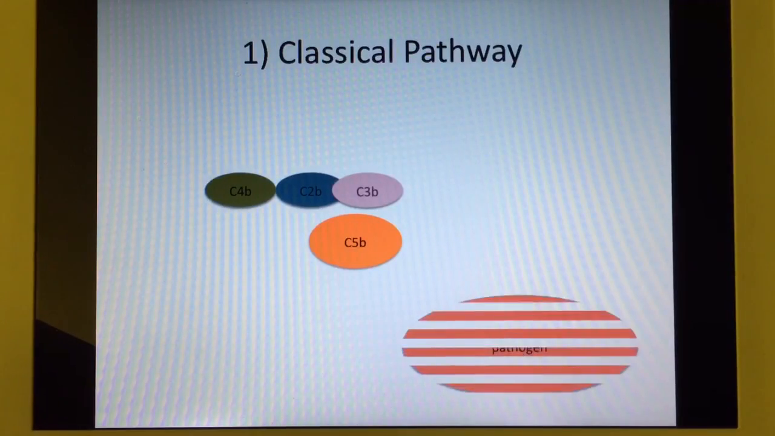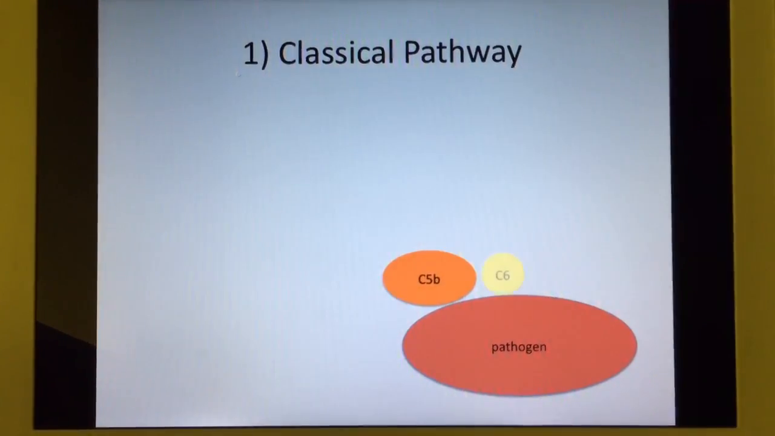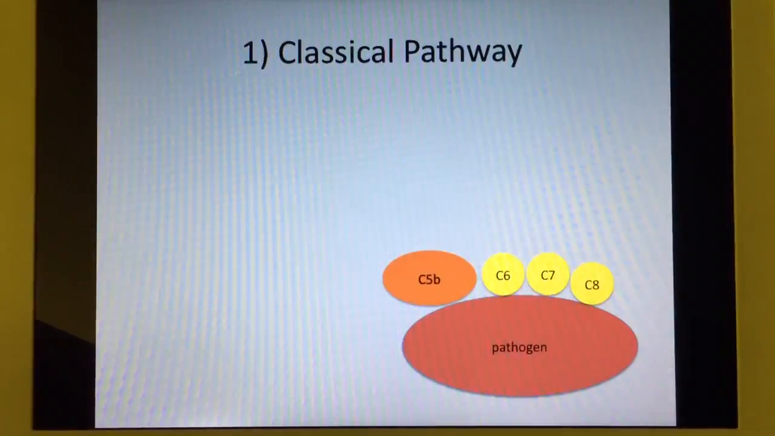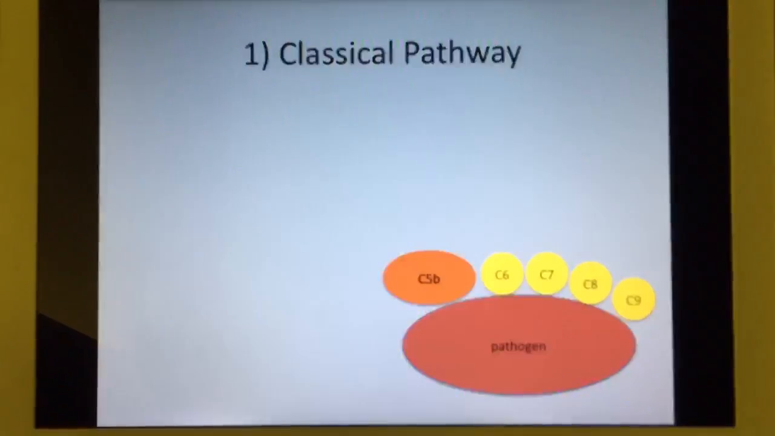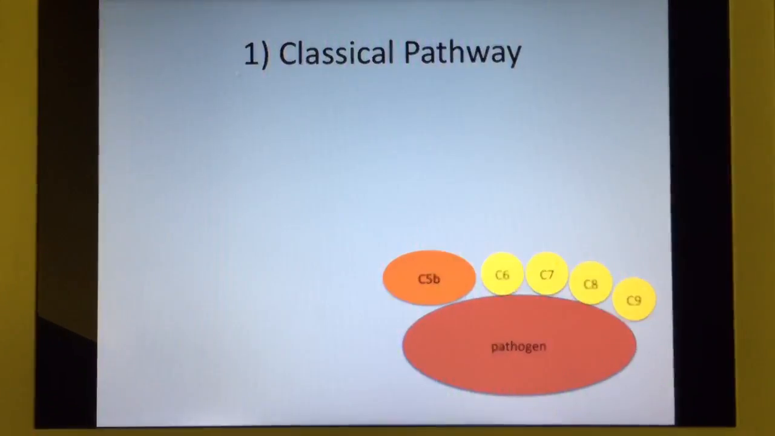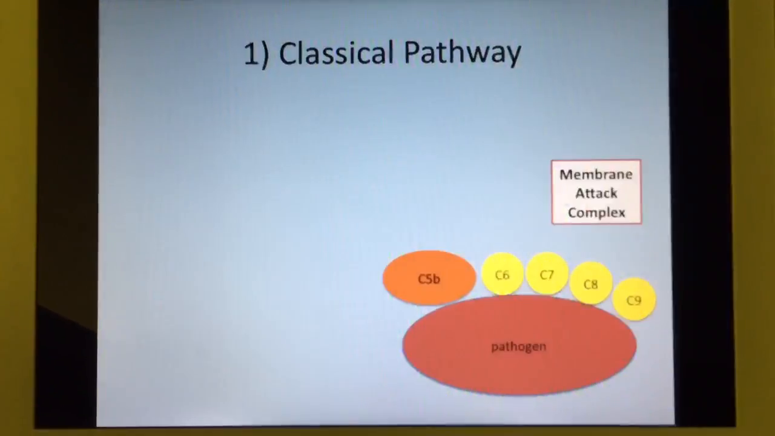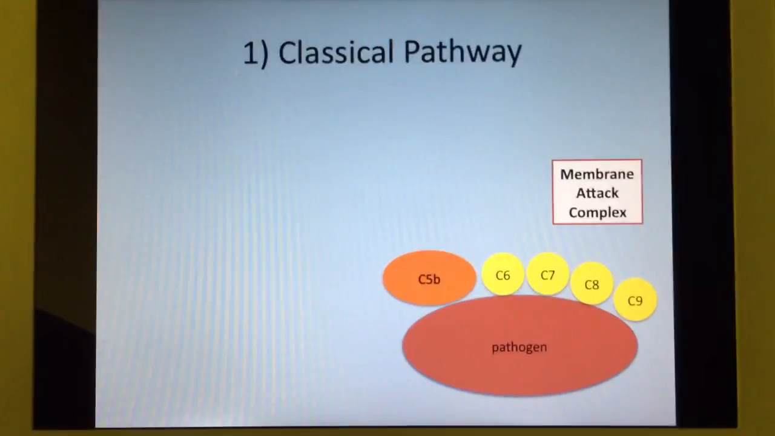C5b binding to the pathogen surfaces causes C6, C7, C8, and C9 to bind to form a membrane attack complex that creates pores in the cell membrane of pathogens, disrupts the ionic and osmotic balance, and kills the pathogens.